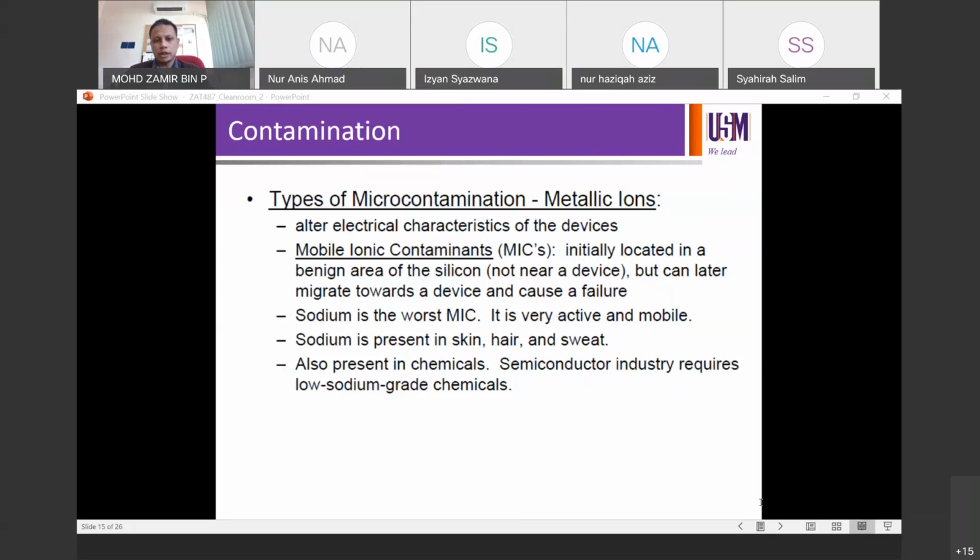Sodium is the worst mobile ion contaminant. It comes from the sweat, from the skin, from the hair. So that's why kita kena gown up properly. Face mask, goggles, hood kat atas kepala tu. So you have to cover. It is also present in chemicals, so the semiconductor industry requires low sodium grade chemicals. You don't want to introduce sodium purposely on your wafers.